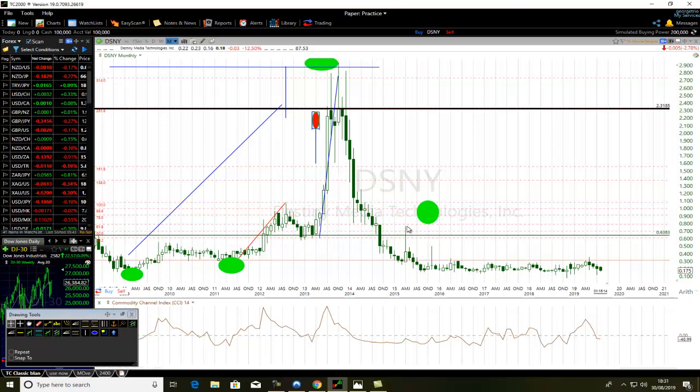Pin bar. Here it is. They sold it again. Those are stubborn bearish traders. So now we see a consolidation. This is again a market principle. Okay, see? This is what you're talking about. This is another market principle again.